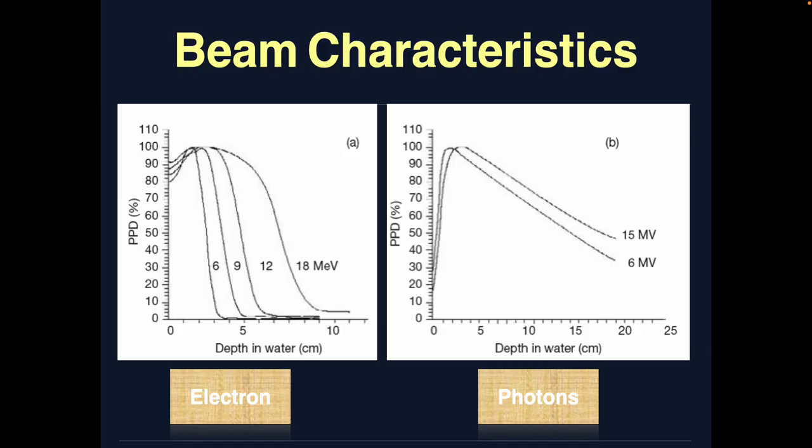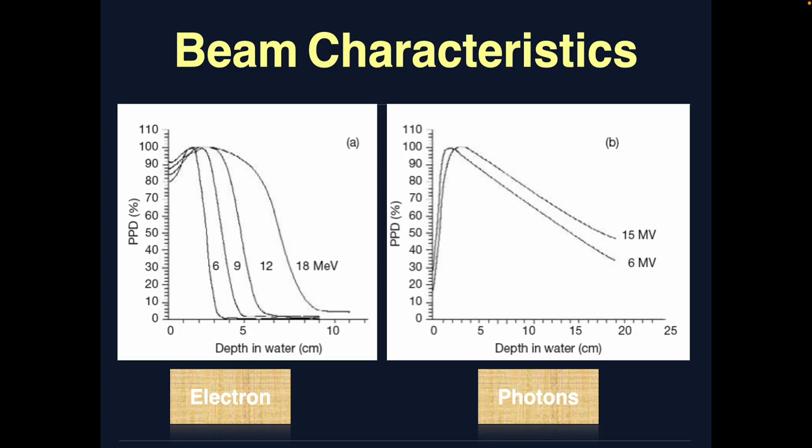The second point is the most important part of the lecture, the electron beam characteristics, the shape of the electron beam. I would like you to get a pen and paper and draw the electron beam so that you can feel the difference between the percentage depth dose and isodose lines on the left side for electrons, and the percentage depth dose for the photons on the right side. The difference is very obvious, and there is no way you can be confused about it. The surface dose for the photon on the right side is very low.